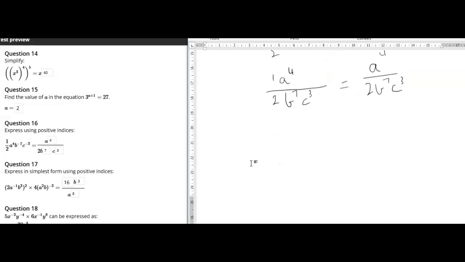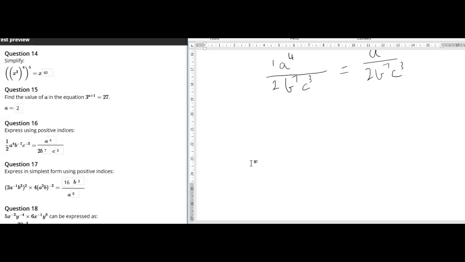Okay, let's move on to question 17. Express in simplest form using positive indices. So again, let's just rewrite it. Now, questions like this and skills like this, you just need to take your time. You don't want to make little mistakes. You probably know what you're doing. We're just dealing with a lot of numbers, so we're just going to make sure we don't make mistakes with the numbers.